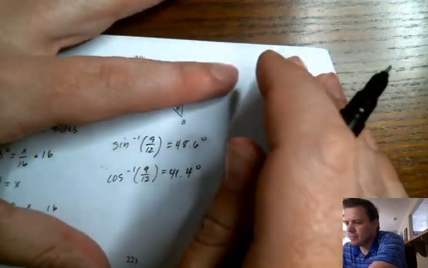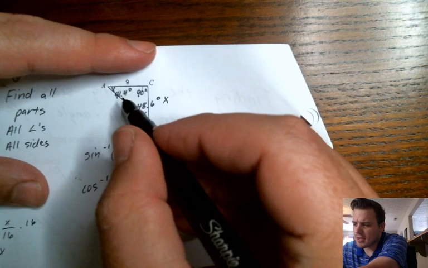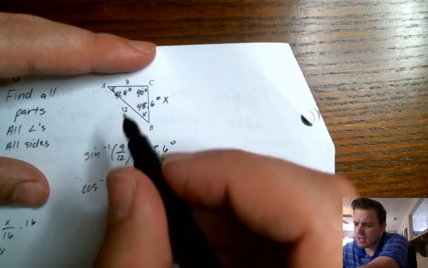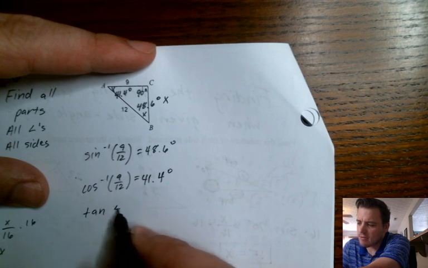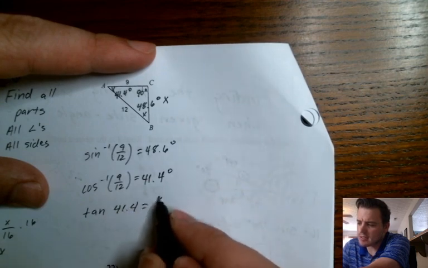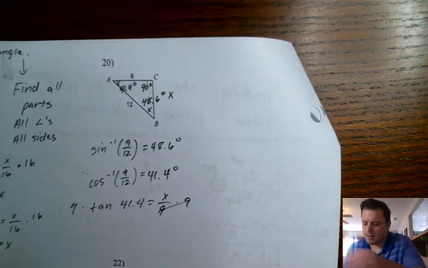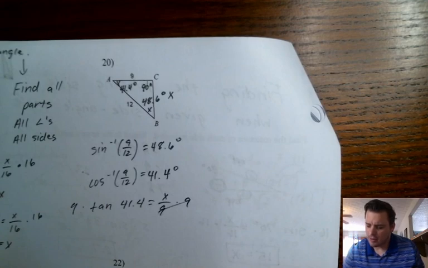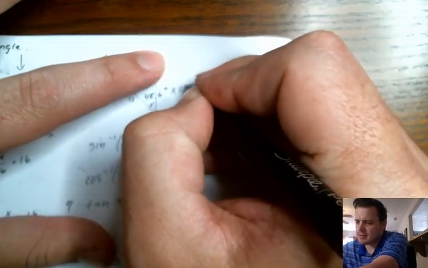And then to find that missing side there, x, I'm just going to say opposite over adjacent. So opposite over adjacent is tangent. So tangent of 41.4 degrees is equal to x over 9. Multiply both sides by 9. 9 times tangent of 41.4 degrees is equal to 7.9. So that x right there is equal to 7.9.